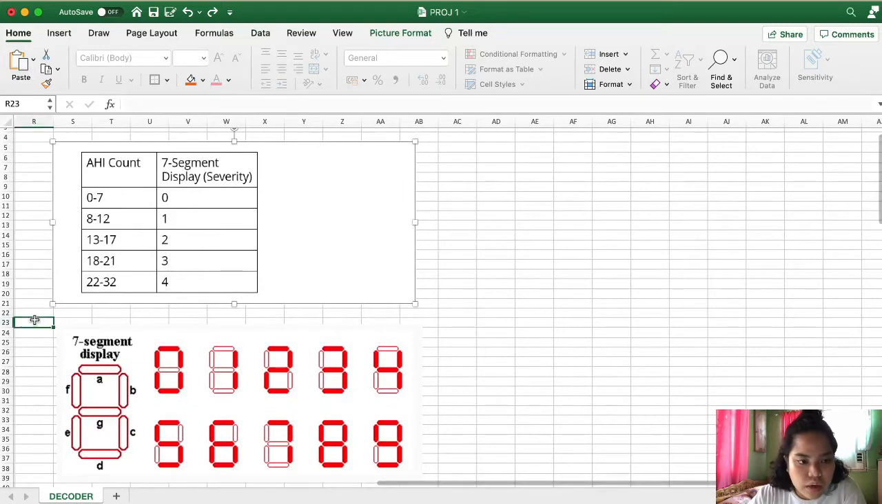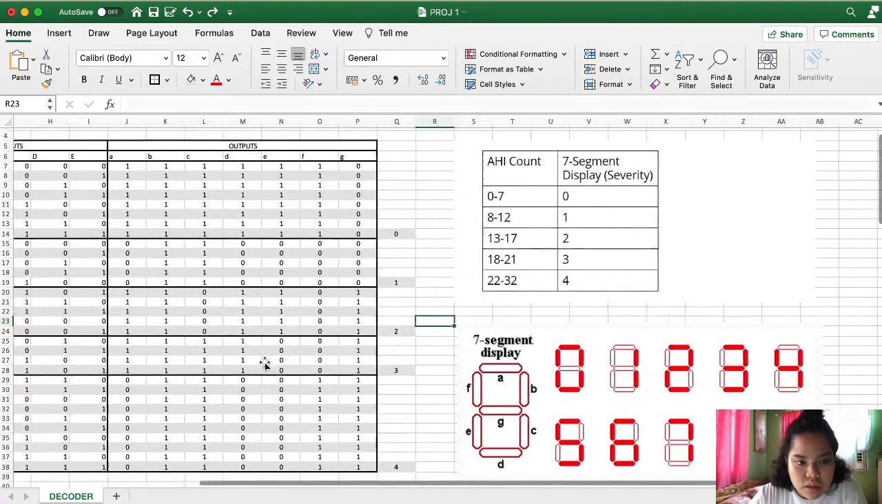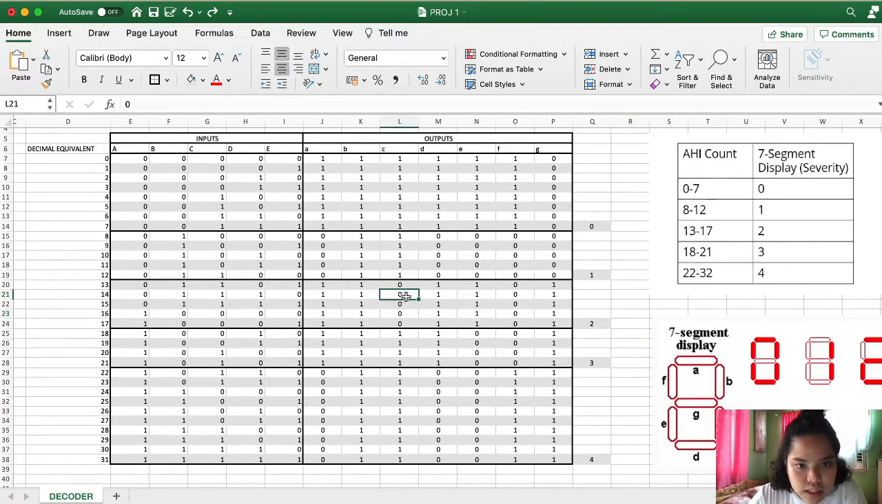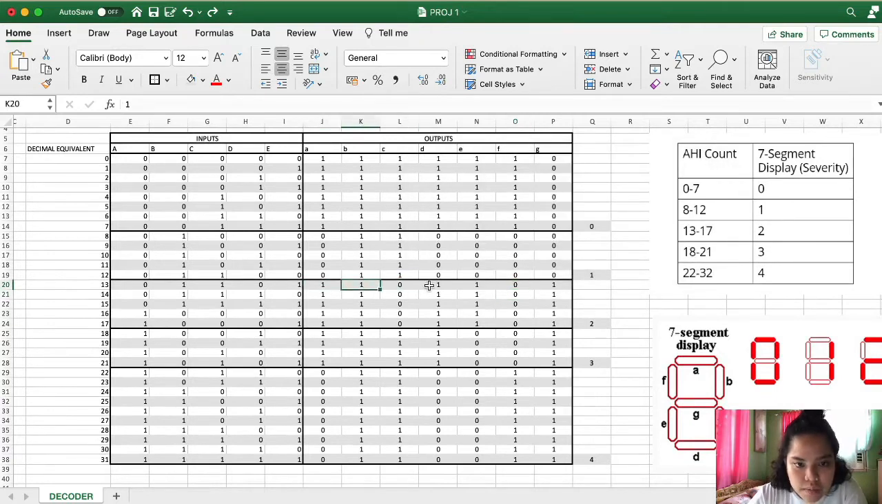So if we would want our 7 segment display to mimic the number 2 or decimal number 2, all the segments should be on except for segments C and F. So looking here again at our truth table, it is only C and F that are 0 and the rest are 1 because we would want them to be on. So the same is true up until AHI count 17. So this is the output for 13 to 17.